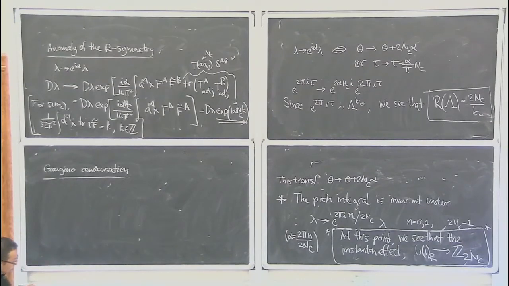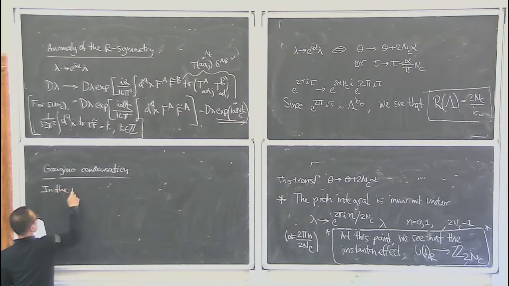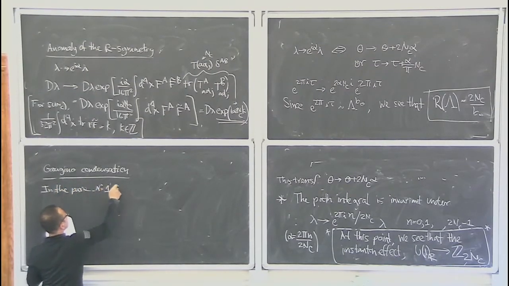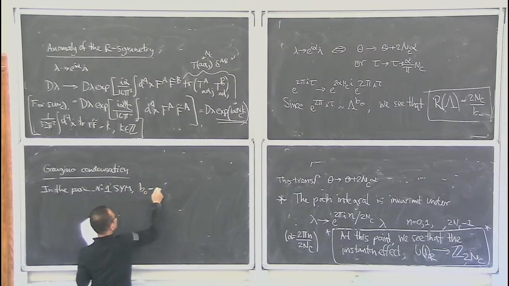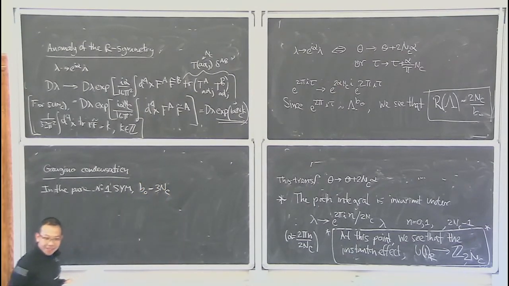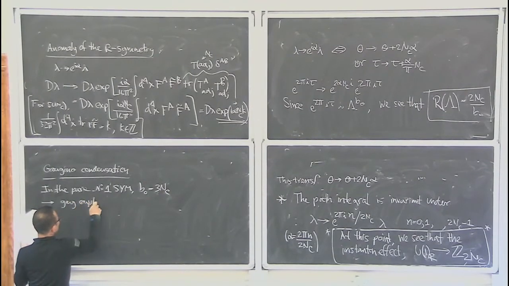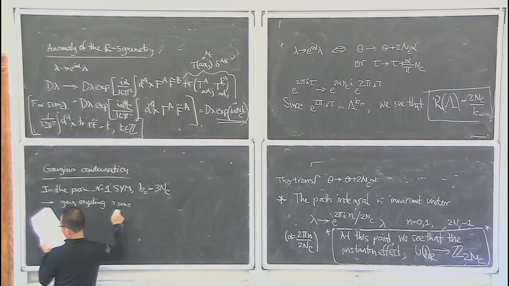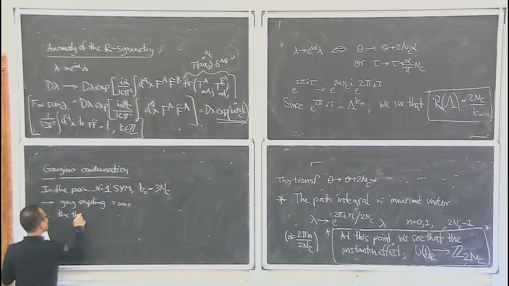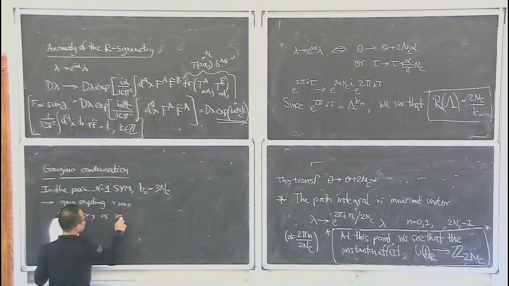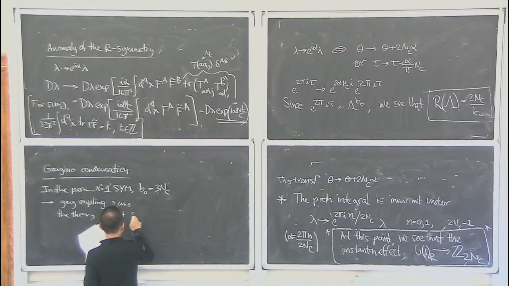Okay. You agree? So we expect the gauge coupling runs. The theory is not scale invariant at quantum level.